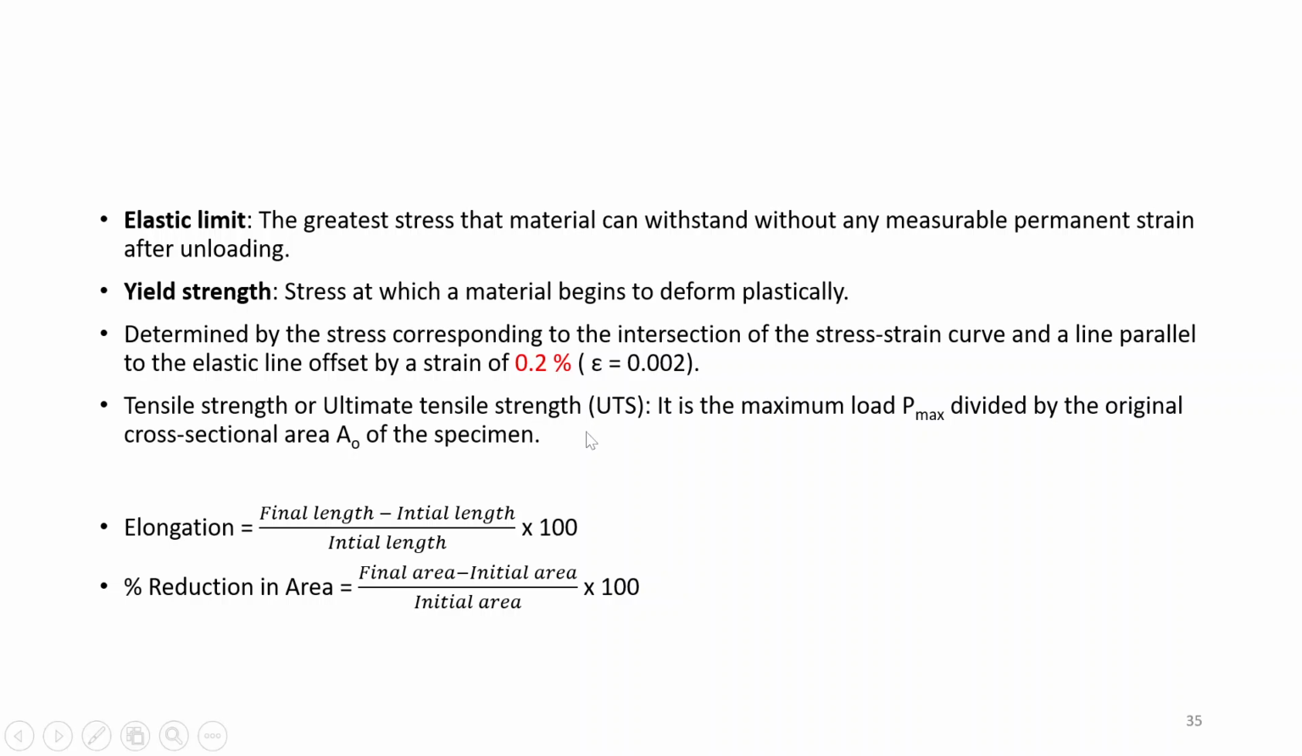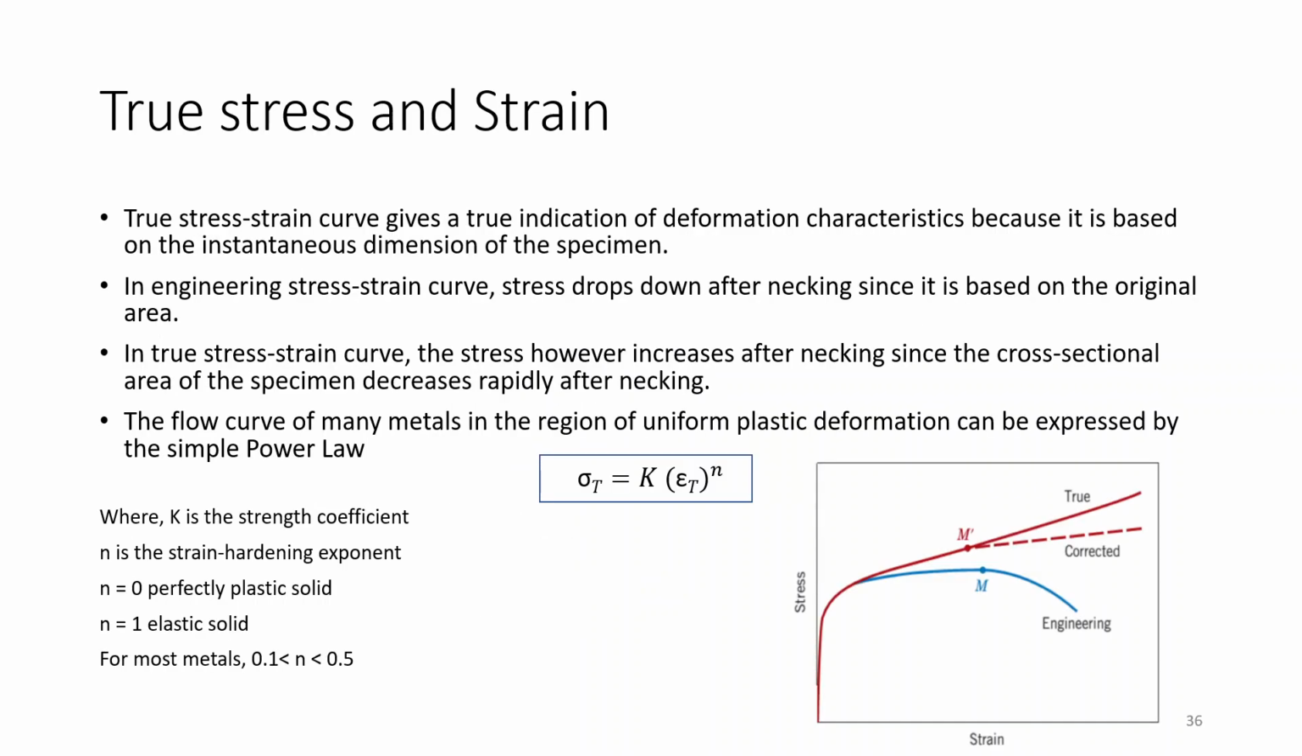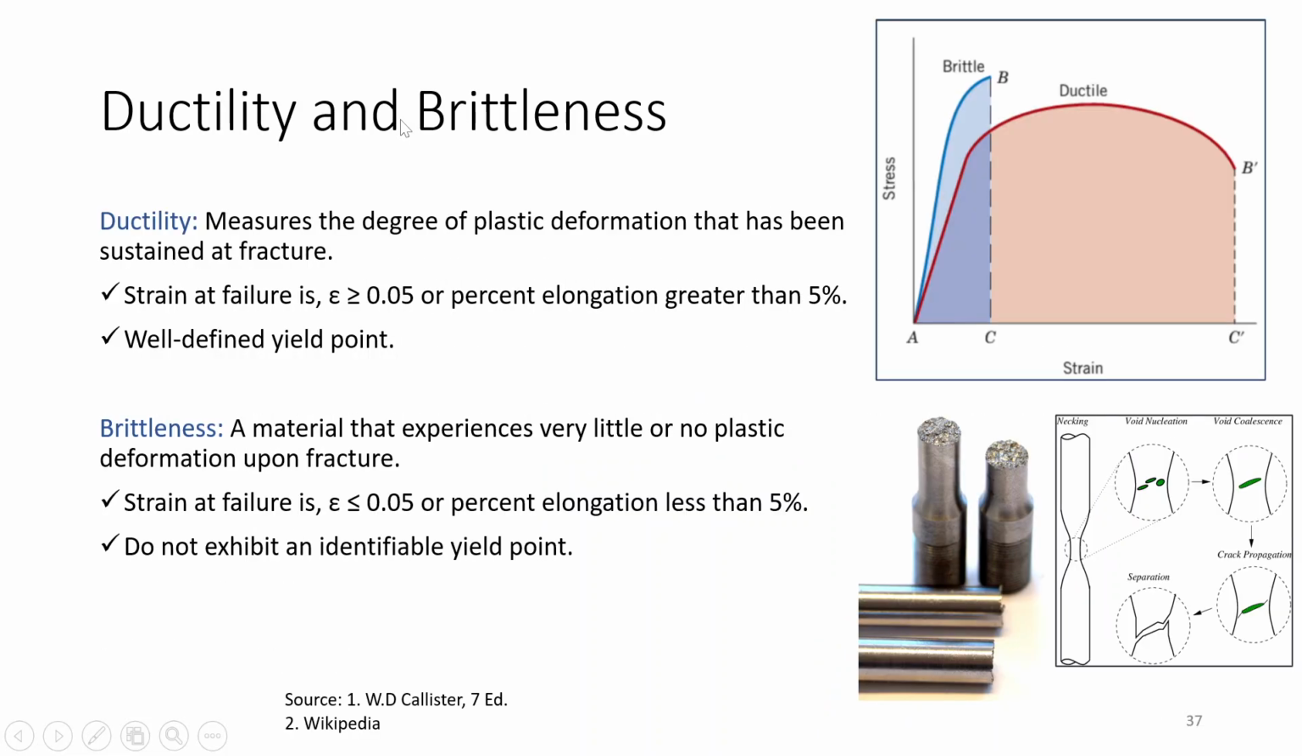Tensile strength and ultimate tensile strength. It is the maximum load divided by original cross-sectional area, and the percent elongation is given by final length minus initial length divided by initial length, and percent reduction in area is given by final area minus initial area divided by initial area. And we already talked about true stress, true strain.